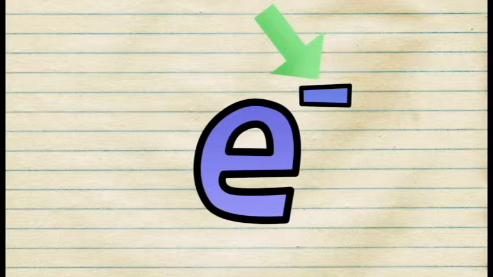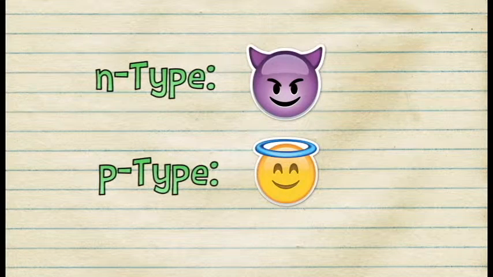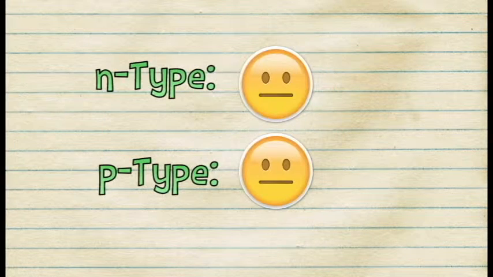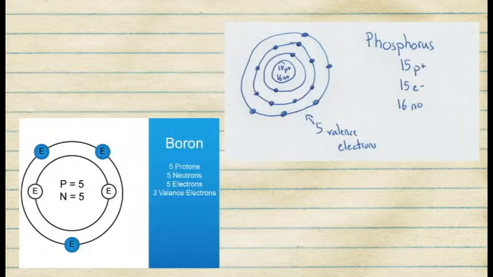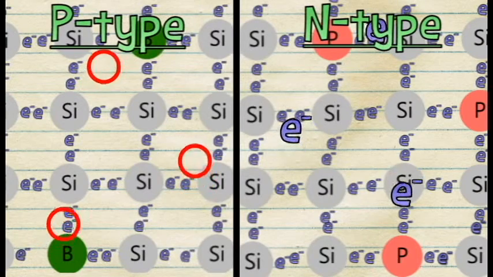You might think that makes N-types negative and P-types positive, but that's not true. Both are neutral since they contain just as many protons as they do electrons. The type's name just describes the charge that is free to move.